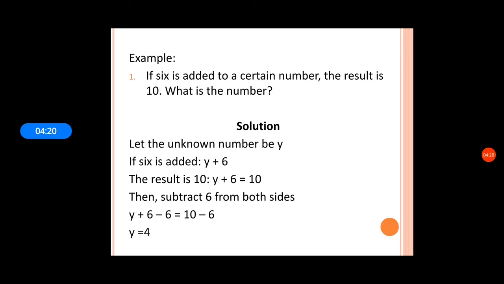6 minus 6 gives us 0. 10 minus 6 will give us 4. That is the solution to the first question we are given. So let's look at the next question.